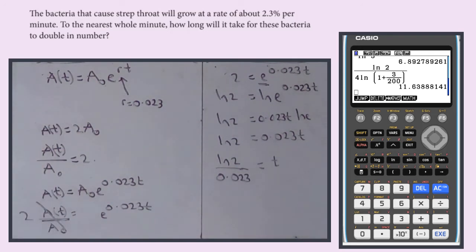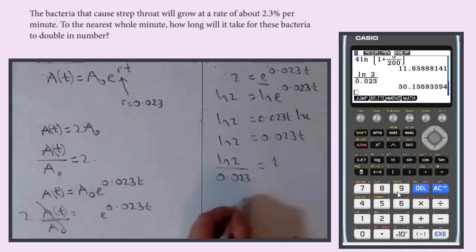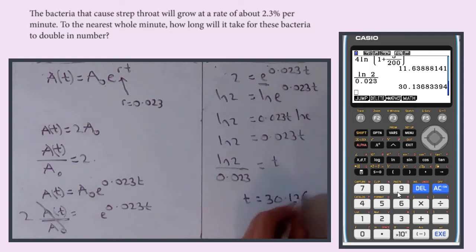We go to our calculators. ln2 over 0.023 equals 30.13. So t, we've been asked for it to the nearest minute, so that must just be 30 minutes. In fact, I will write down the decimal, 30.1368. It's a good thing to see as an examiner. So t equals 30 minutes.